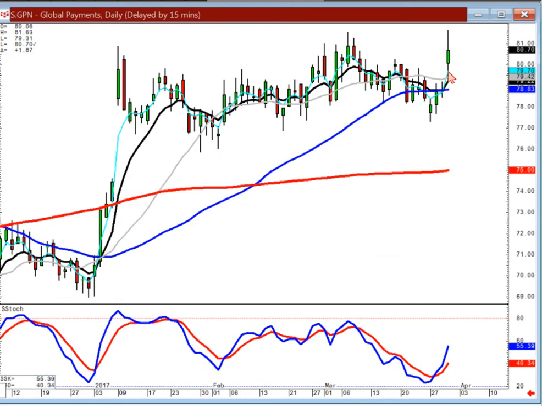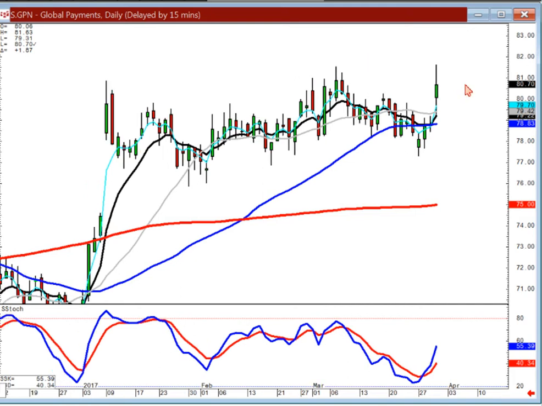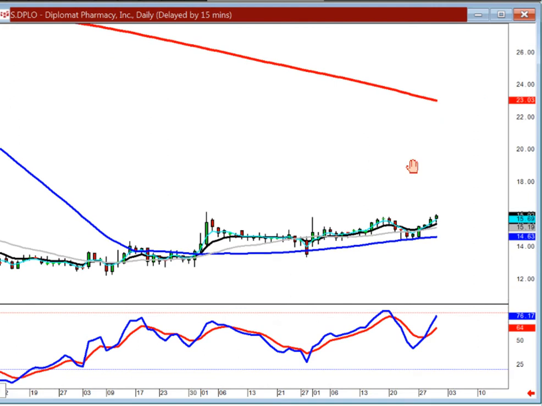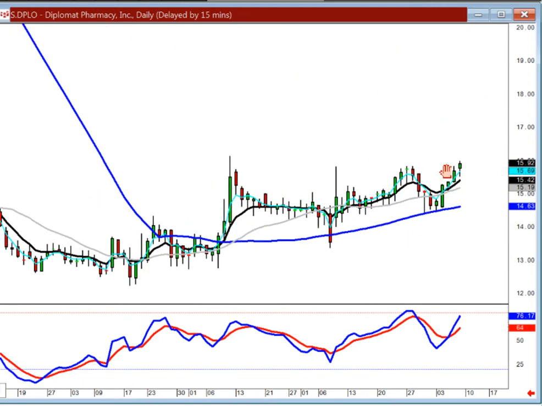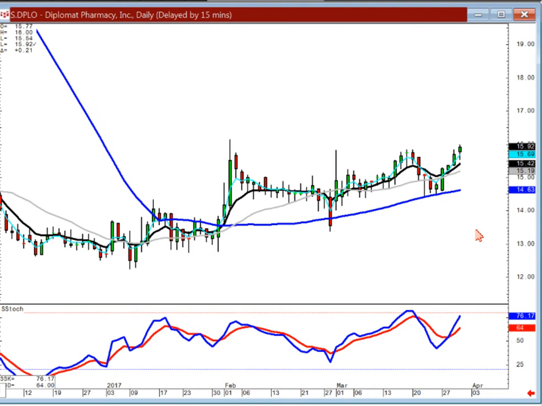GPN, another gap up. You can buy this one on strength. I'd probably buy it if it came back up through this level, breaking out into new territory. Deep low, nice little slow curve. You can buy this one on positive trading, breaking out through this area. Again, there's kind of your morning star bullish engulfing signal.